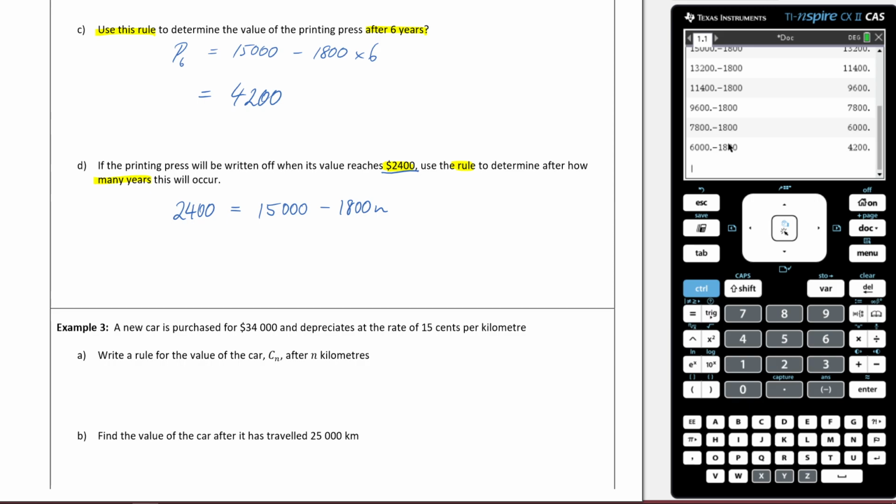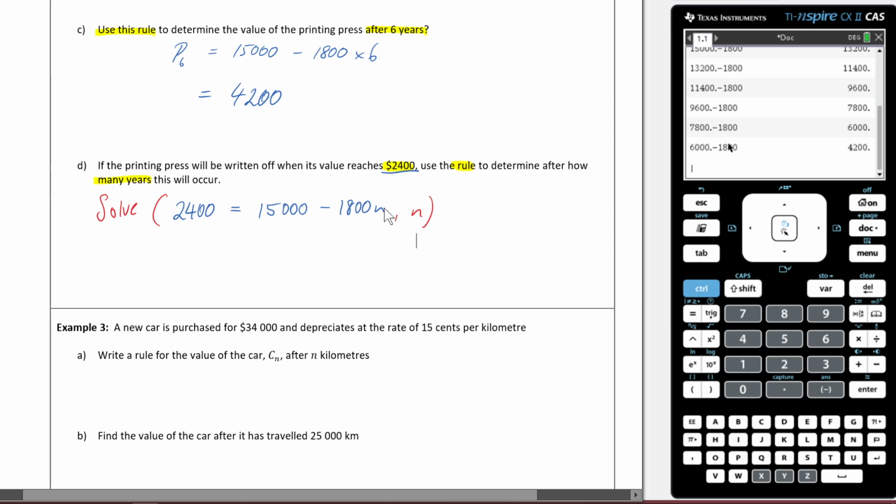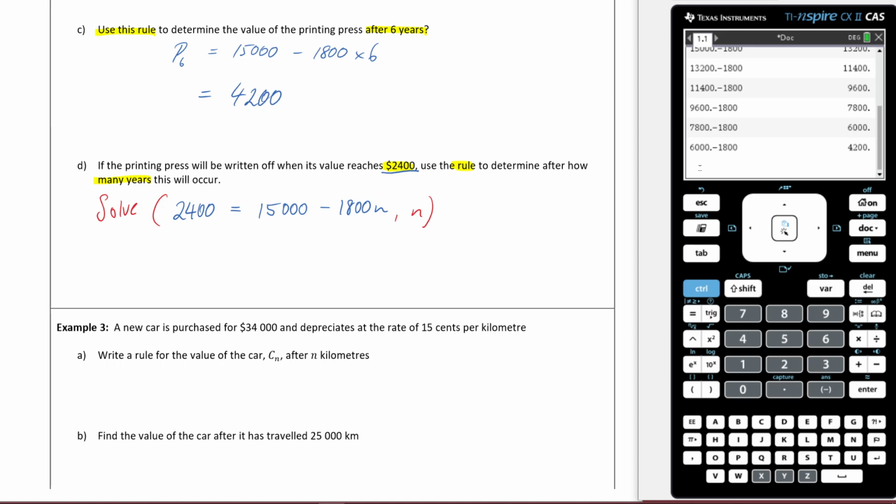So what we're going to put into our calculators, and you can write this in maybe a different color, is we want to solve this for n. In other words, what value will n be in order for this to be equal to 2,400? So we come to our calculator. We go menu, 3, 1. We type in 2,400, then equals 15,000 minus 1,800 times x. We don't have to use n. You can use whatever letter you like. I like using x because I know where it is. Then comma x.